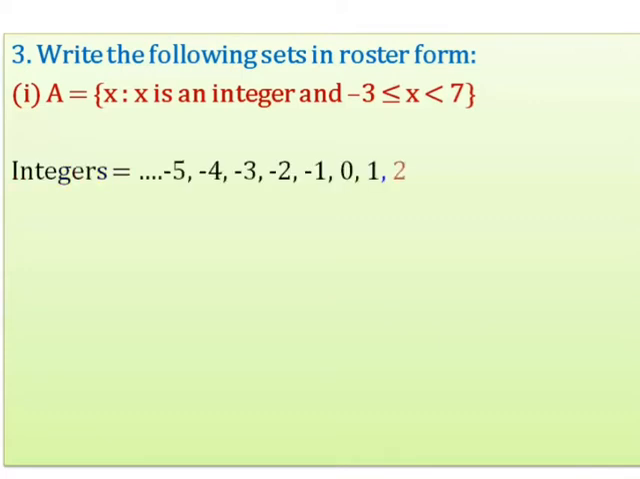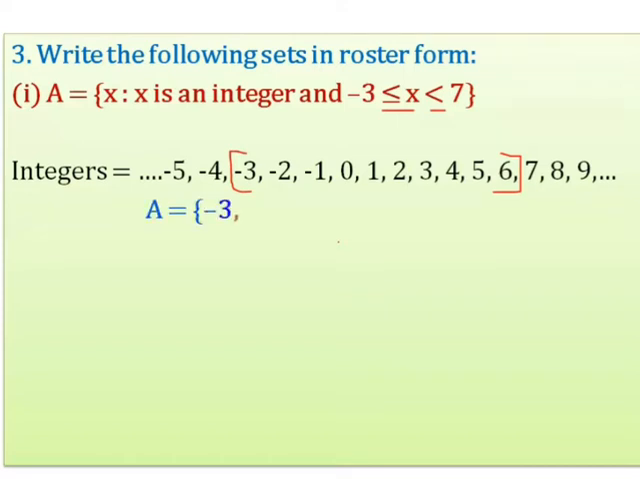So the integers we can write are the negative numbers, 0 and the positive numbers. From minus 3 till 7 they have given the condition, and here they have given less than or equal to, so we have to consider from minus 3, and here they have given less than 7, so we should consider till number 6. So we can write the set A as minus 3, minus 2, minus 1, 0, 1, 2, 3, 4, 5 and 6. In the roster form you should write the numbers between the curly braces.